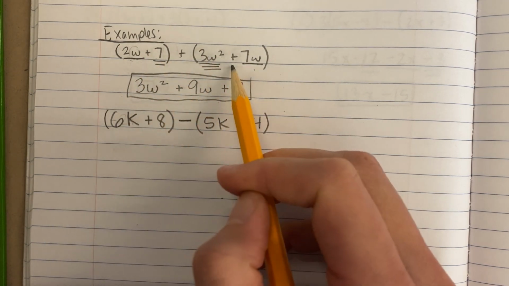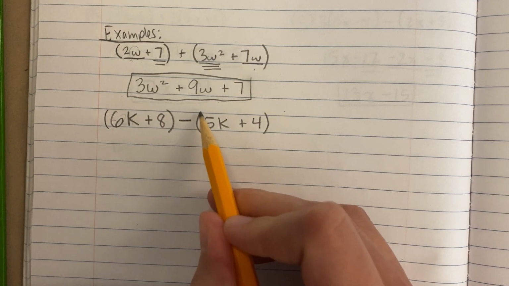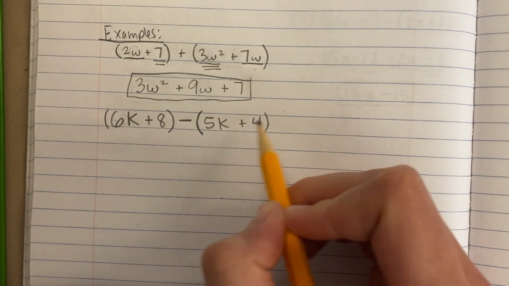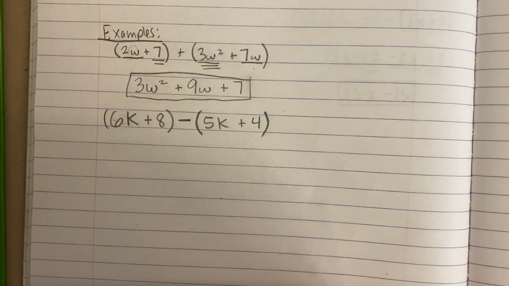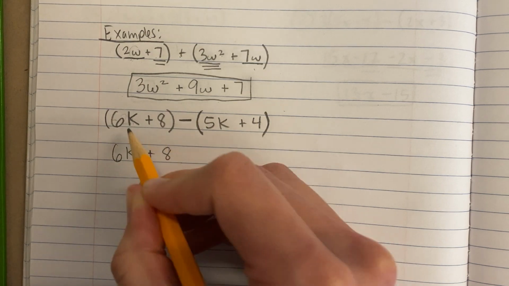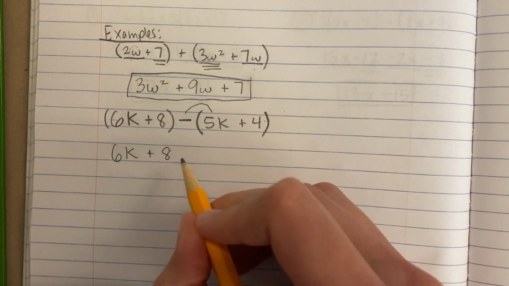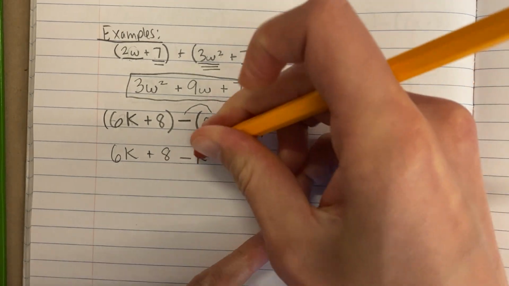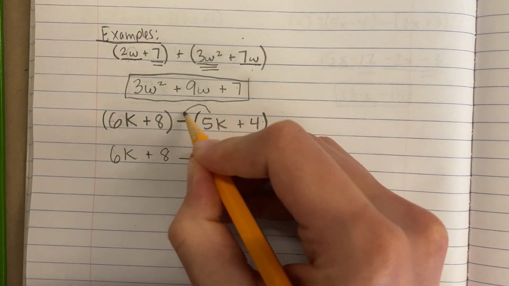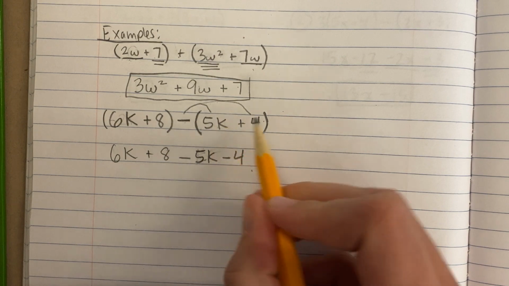Here the parentheses didn't mean much because I was just adding everything together. But here, this second set of parentheses is very meaningful, because this subtraction sign means I'm subtracting everything inside these parentheses. So here's how I would do this. I would go ahead and recopy this. These things aren't being subtracted, but everything inside these parentheses is being subtracted. So this is minus 5k and minus 4. Okay, those two things are being subtracted.